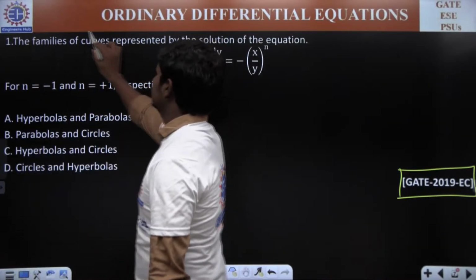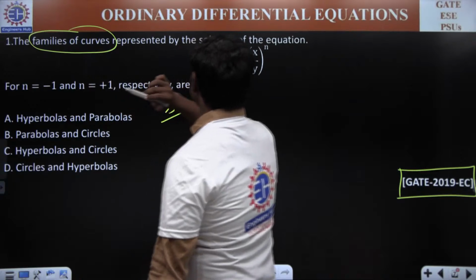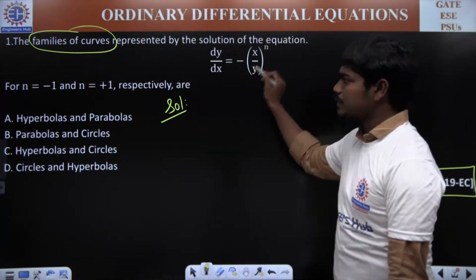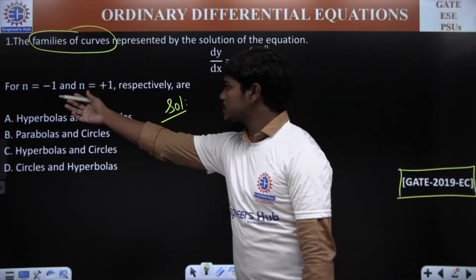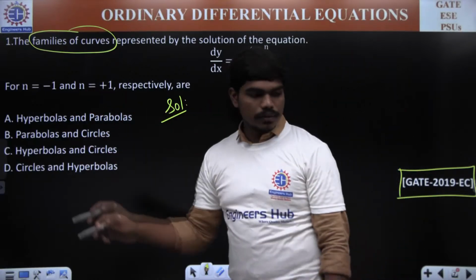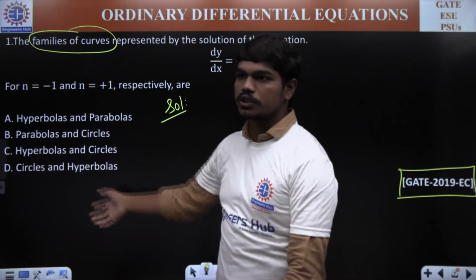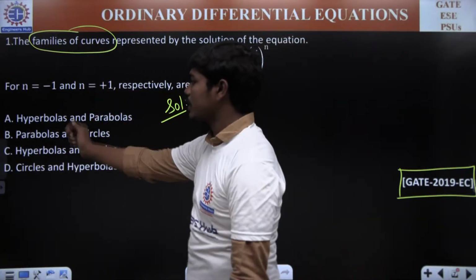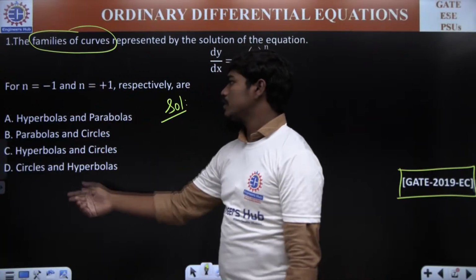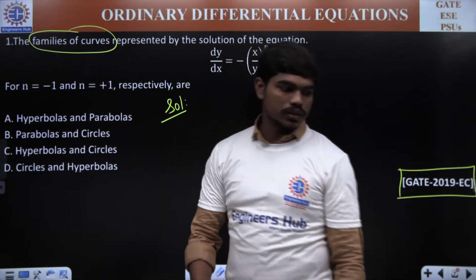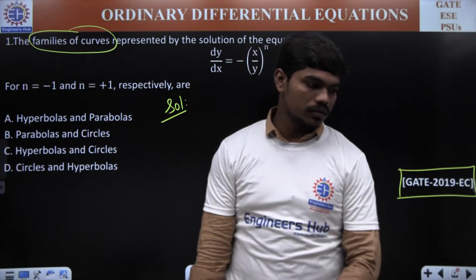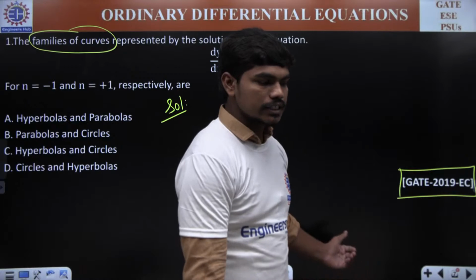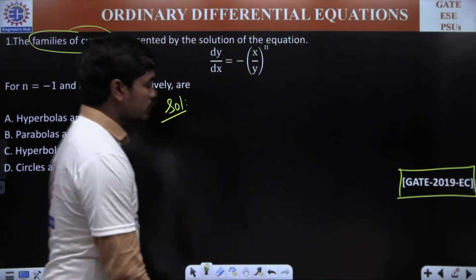The families of curves represented by the solution of the equation dy by dx is equal to minus (x by y) whole power n, when n is -1 and n is 1 respectively, are. Means when n is equal to -1, what could be the solution of this equation? Means the solution of this equation represents which of the following, and similarly when n is equal to +1, what could be the second part of the solution? So please try to do this. They are simple questions actually.